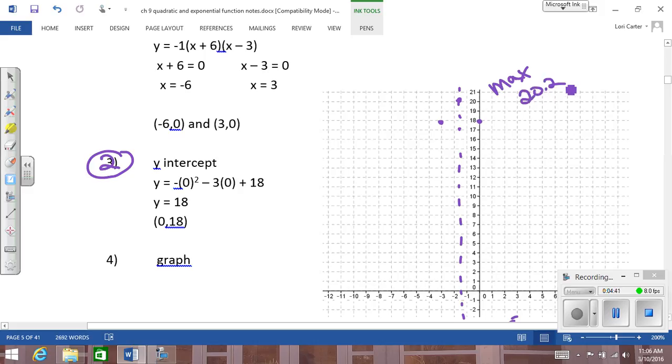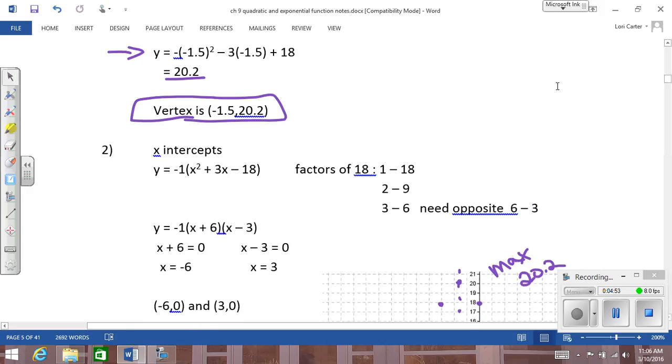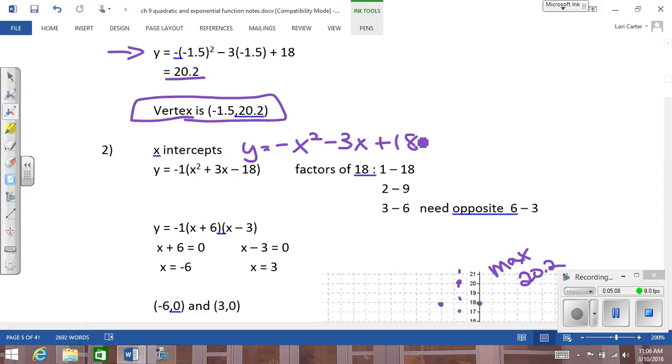Now we gotta factor that thing out. We have 3 points, we need 2 more points. So this is our original equation: y equals negative x squared minus 3x plus 18. What is step 1 when we're factoring? Take out what they have in common. And what do we want the first term to always be? Positive. So what am I going to take out of these? Negative 1.